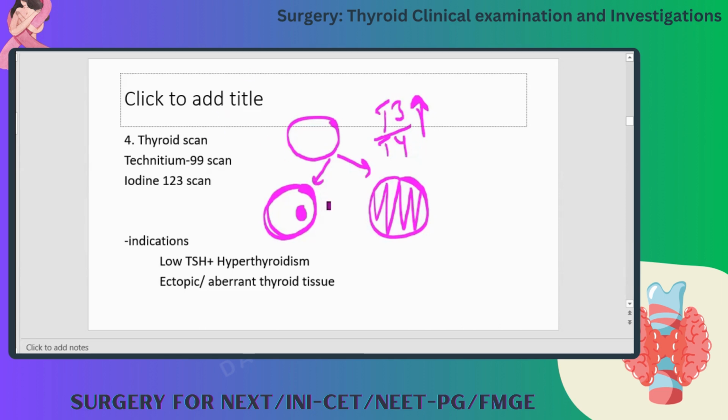So to differentiate between these two, we need a special test. That is the thyroid scan. So we give technetium 99 or iodine 123. These are elements which we give intravenously so that the thyroid takes it up.